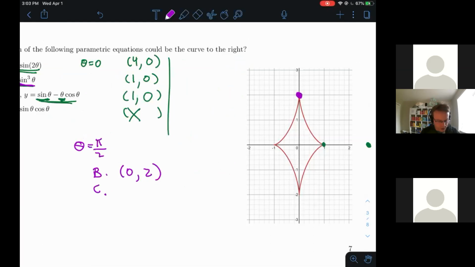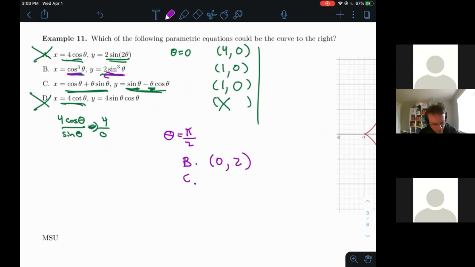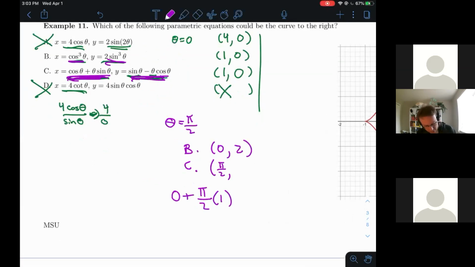Nothing wrong with that. That seems completely reasonable. If we plug this in for C, we have cosine of pi over 2, which is 0, plus pi over 2, and sine of pi over 2 is 1. So for our x value, we have pi over 2. For our y value, we have sine of pi over 2, which is 1, minus pi over 2 times cosine of pi over 2, which is 0. So this is equal to 1. So pi over 2 comma 1.